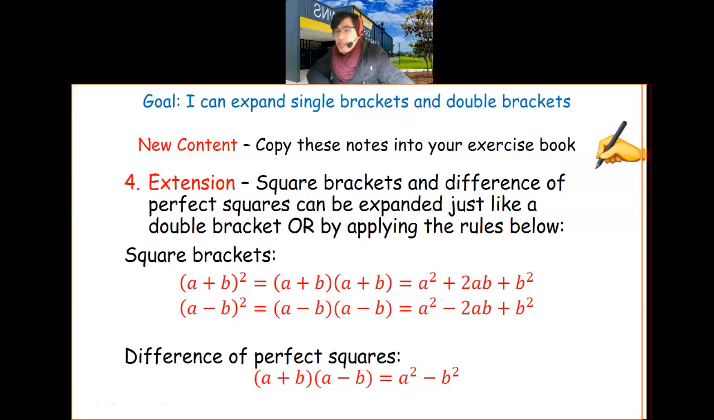So for the square brackets, if you have a plus b all squared, that is the same as a squared plus 2ab plus b squared. And if you have a minus b all squared, then that's the same as a squared minus 2ab plus b squared. And for the perfect square, if you have a plus b multiplied by a minus b, that's the same as a squared minus b squared. Okay, so let's try to use these.